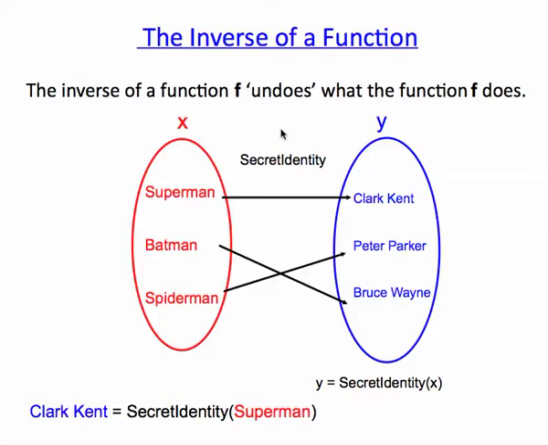Let's go back to our secret identity function that related superheroes and their secret identities. And we said, given the mapping diagram, that we could state y is equal to secret identity of x. And as a specific example, we could give Clark Kent as our y value is equal to secret identity of, and our x value here would be Superman, because they are a matching pair.